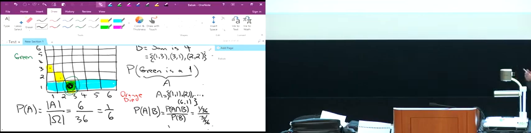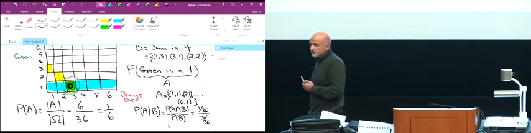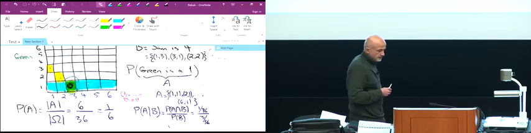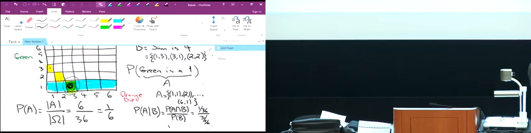Okay? This is characteristic of events that we call dependent. The event A depends on event B. I will talk about independence in the next lecture. I don't have enough time today to go over it. I want to get to Bayes' rule.